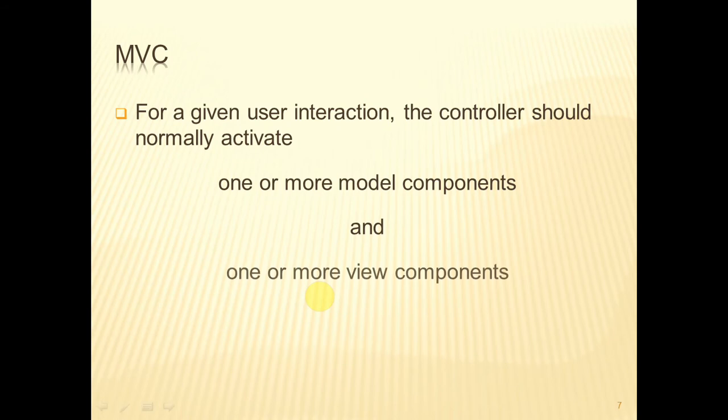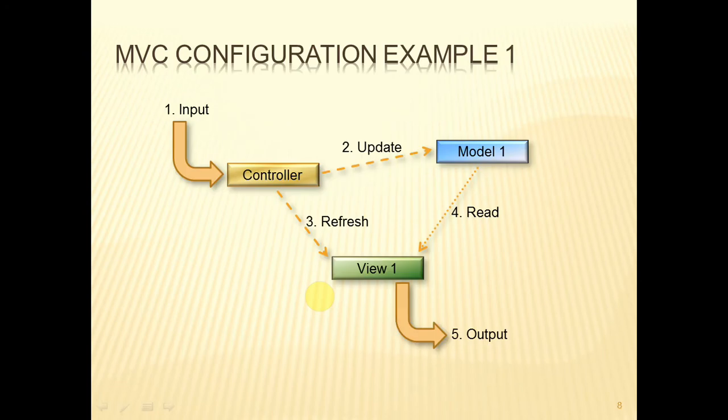So for a given user interaction, the controller should normally activate one or more model components and then activate one or more view components. So we're starting to see then that there's some interaction because the controller is going to be activating these. And so we could have a configuration that might look like this. Step number one, there'll be some input from the user that comes into the controller. The controller decides what kind of input that is and will then, in some way or another, activate a model component. In this particular example, the activation consists of an update.